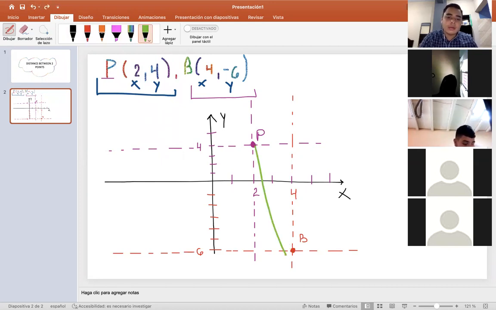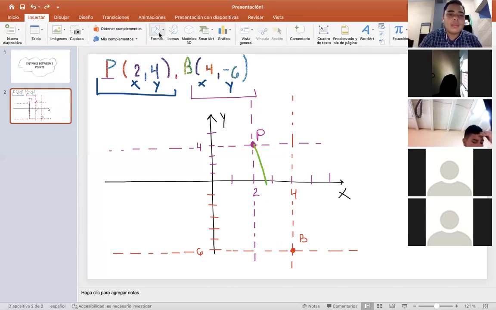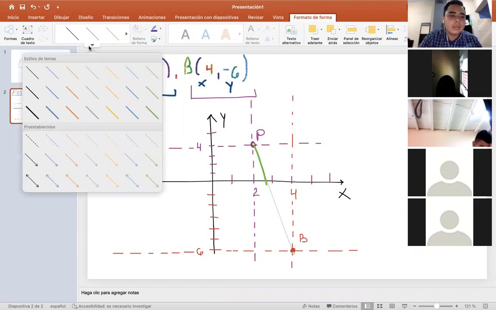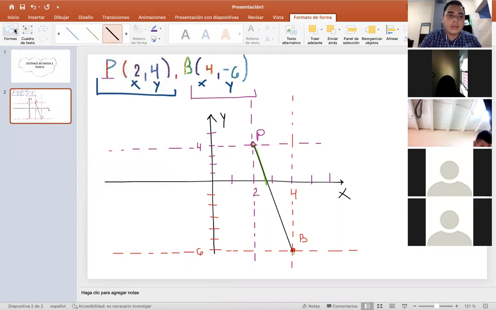I'm going to try to do it better. Let me see if I can do it better. Okay, like this. Let's believe this is on a straight line, okay?